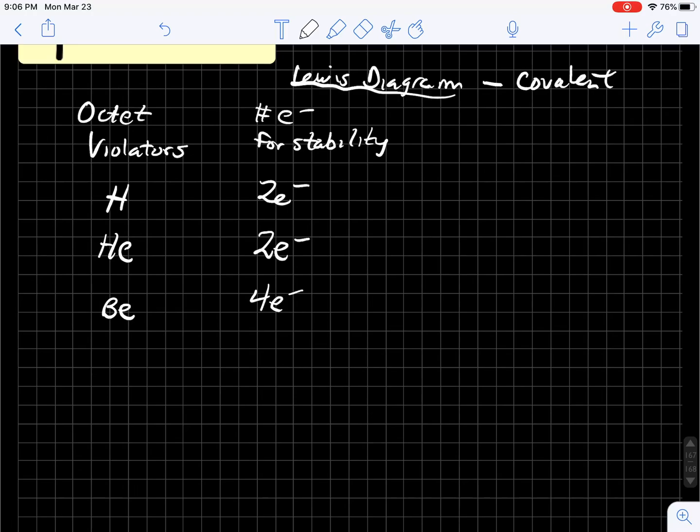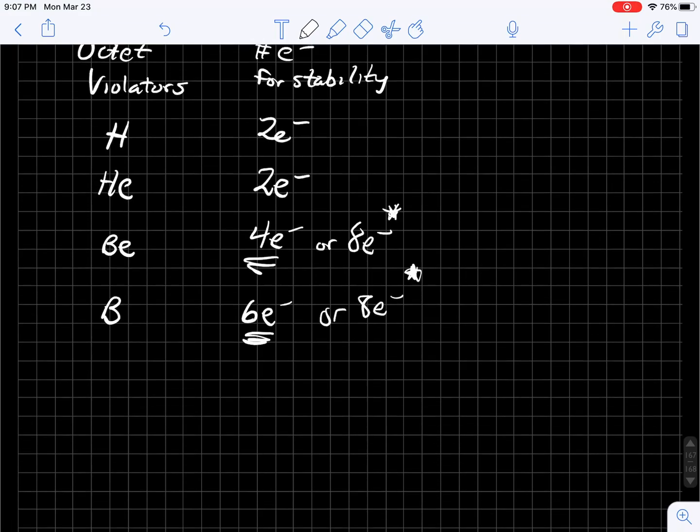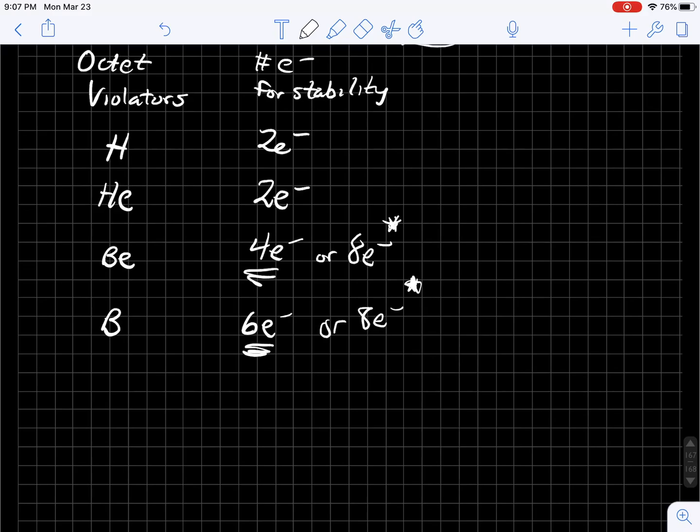Beryllium would be the next element that's an octet violator, and it only needs 4 electrons to be stable. I'm going to write 4 or 8 electrons, but here's the thing. Beryllium is such a small atom that it is really more stable when there's only 4 electrons in its outer shell than when there's 8. And boron, same thing, very small atom. It's very good at accommodating 6 electrons, so it's most stable with 6 electrons, but it can also accommodate up to 8 electrons. Put a little star next to it because when it does have 8 electrons, it's no longer an octet violator.